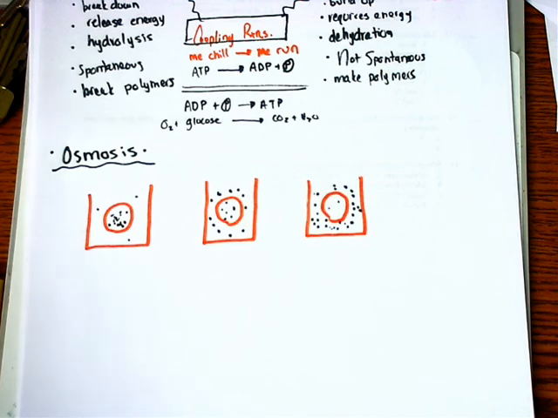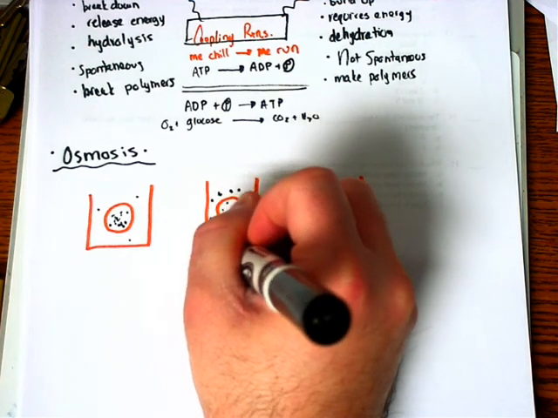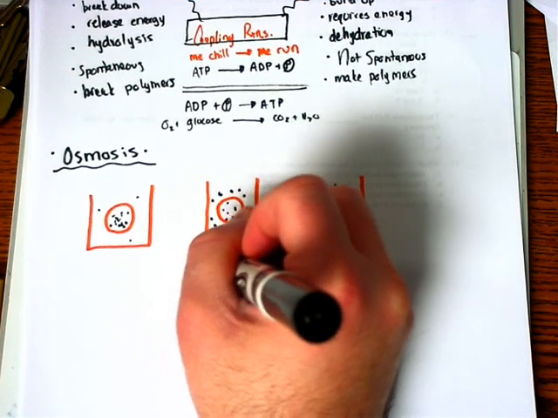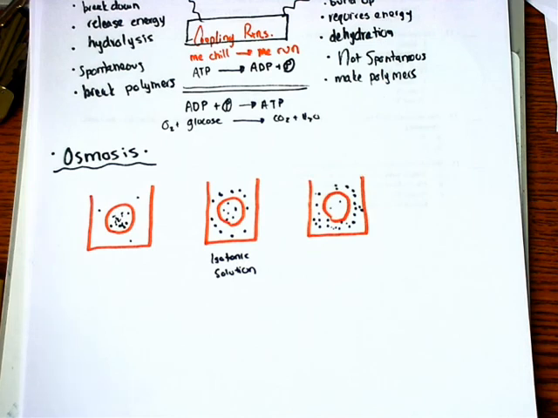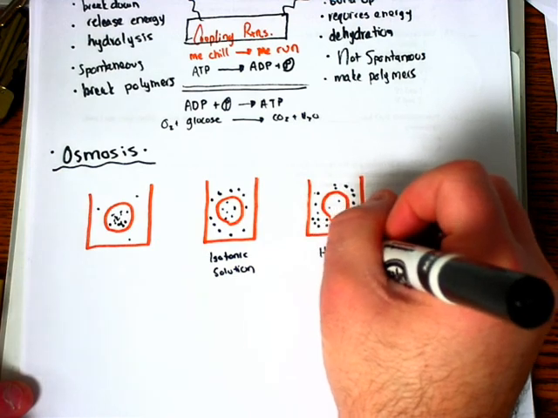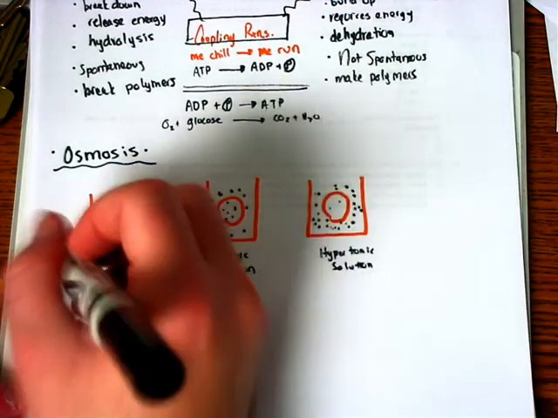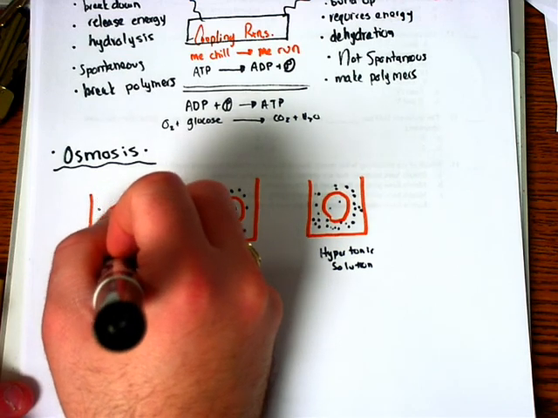Awesome. In which case do we have an isotonic solution? Okay, so this would be an isotonic solution. In which case do we have a solution that is hypertonic? Okay, so this would be a hypertonic solution. Remember, there's just too much going on in the solution. So there's a lot of solute particles, which means that this would be a hypotonic solution, right?